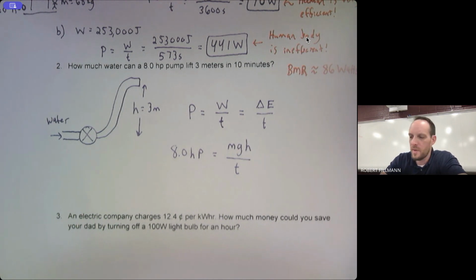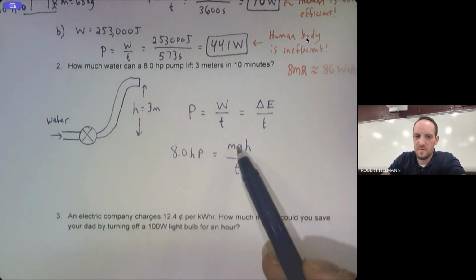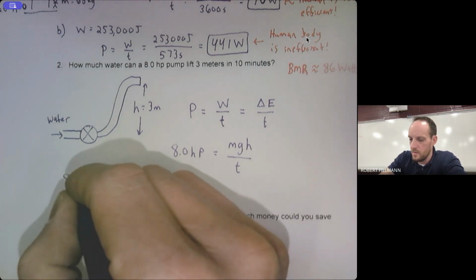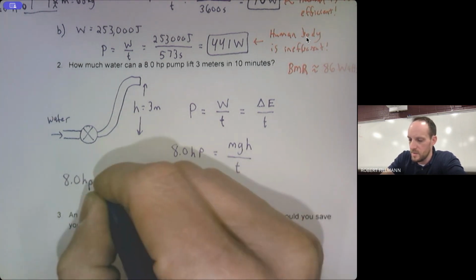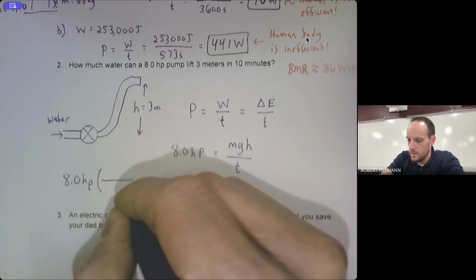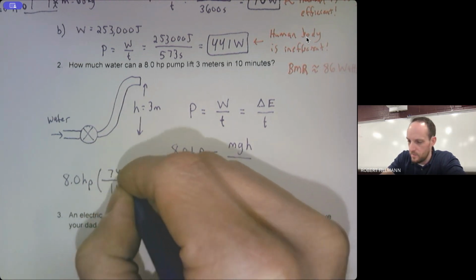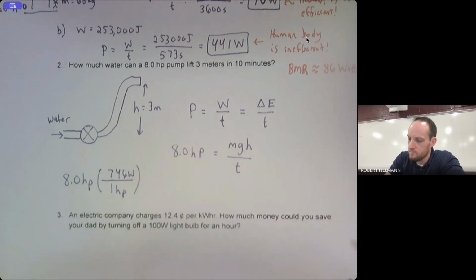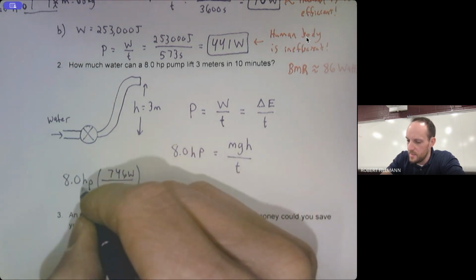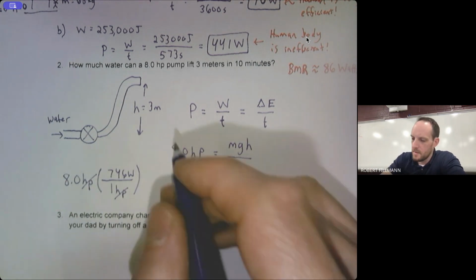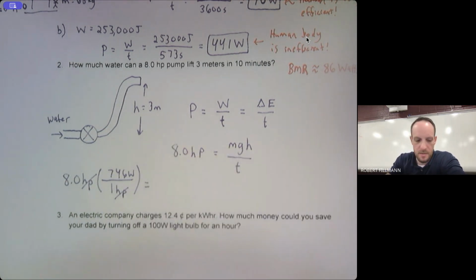I have to be careful with my units, though, because if I want to get kilograms of mass, then I need this to be in watts of power. So I'm going to do a little unit conversion. I gave this to you on the previous page. So 1 horsepower is the same thing as 746 watts. So if I multiply 8 by 746, then I'll know how many watts of power this motor is generating.